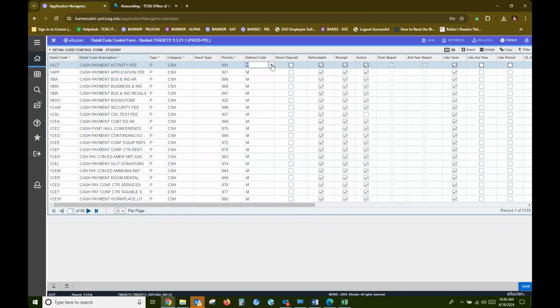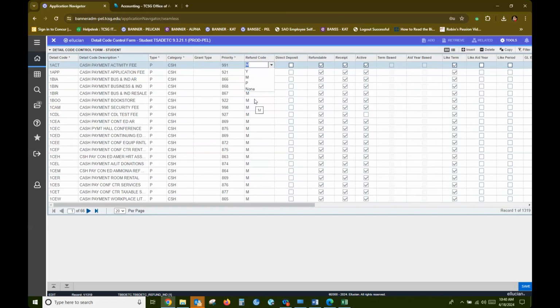Refund code really doesn't matter much. Most of the time we do set them to an M or none. Refund code is important if we had Banner Finance and we were doing checks through the Banner Finance system, but we don't. We have our own custom check writing program. So you don't have to worry about the refund code as much.